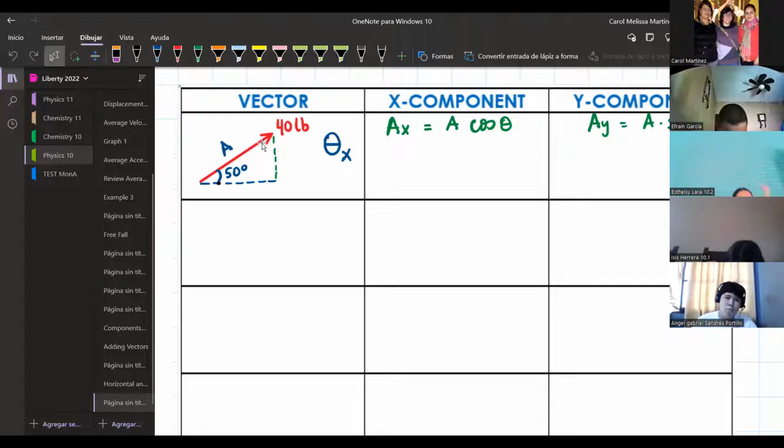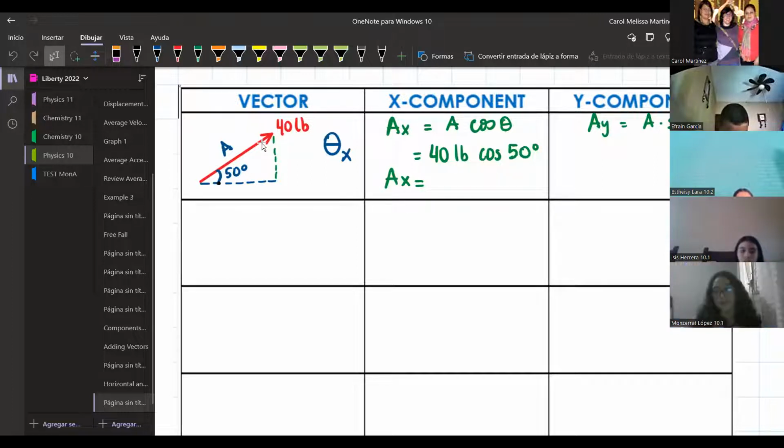Don't forget to write the units. So we have 40 pounds, cosine of 50 degrees. So AX is equal to 25.71 pounds.